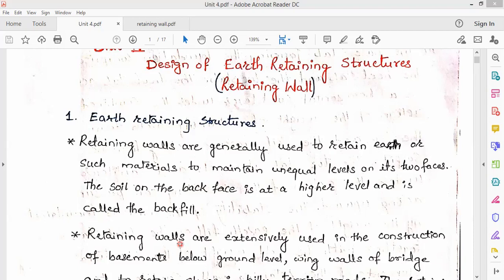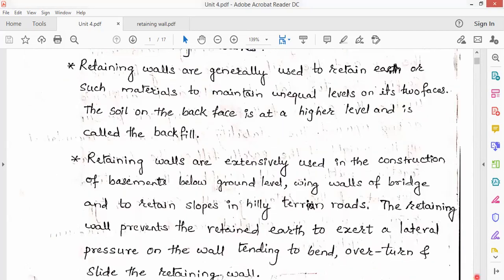If these earth retaining structures are not provided, what will happen? The earth will not be retained as a vertical section. It will collapse because it is unsupported, and it exerts pressure on the elements. So, in order to maintain this vertical surface and take care of the horizontal pressure imposed on the elements, we construct these earth retaining structures. In this chapter, we are going to study the design of these earth retaining structures.